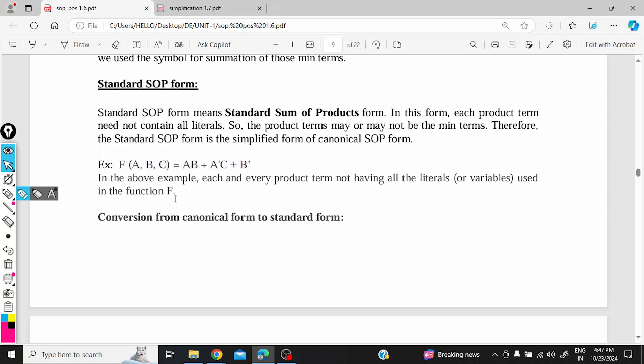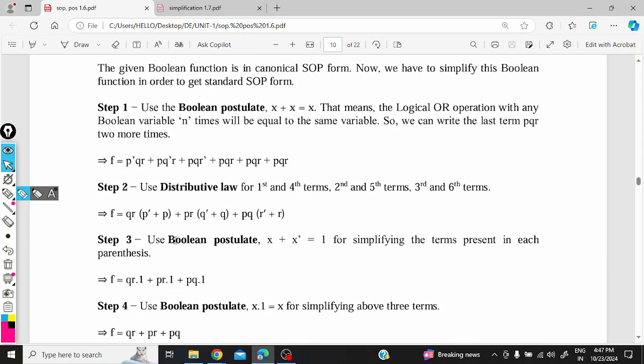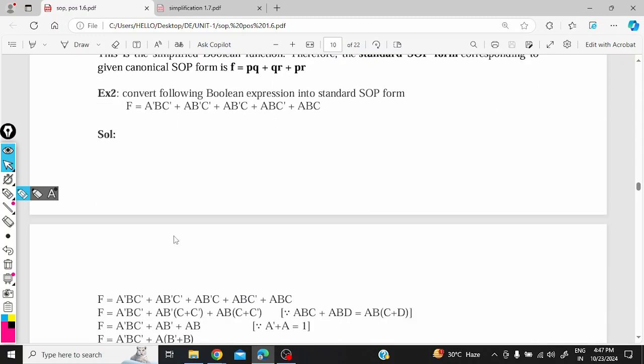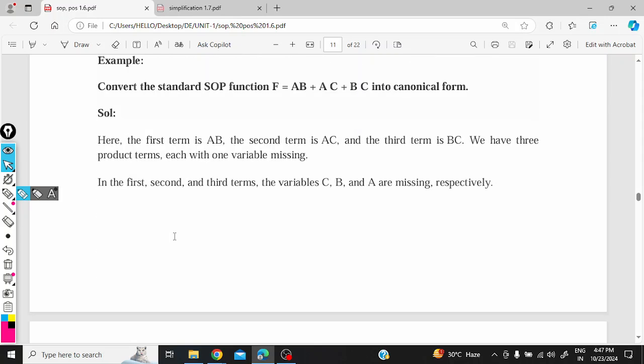It cannot be called a canonical form. Canonical form means each product term should contain all the literals, whereas standard SOP form is a normal sum of products form. So this is the difference between canonical SOP and standard SOP form. And these are a few examples which are to be verified. Next we will get on to the concept of product of sums.